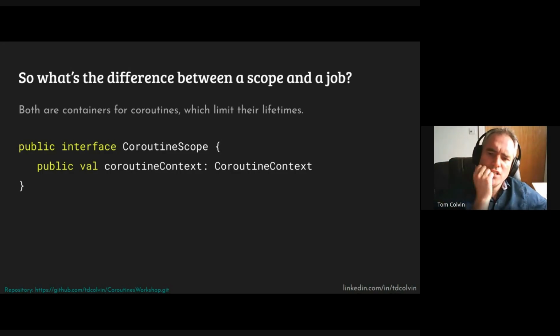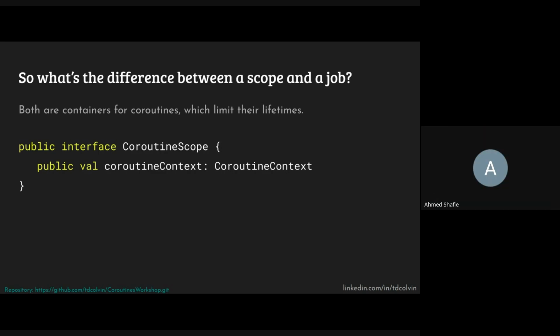I'm not totally certain on that one. I don't know if anybody else has an answer for that. Certainly, there are a load of extension functions on coroutine scope. Launch, for example, is an extension function on coroutine scope, and async, which is another way of launching coroutines, is an extension function on coroutine scope. In terms of why it's an interface, I presume so that we can create objects that implement that. Yeah, thanks a lot, Tom.